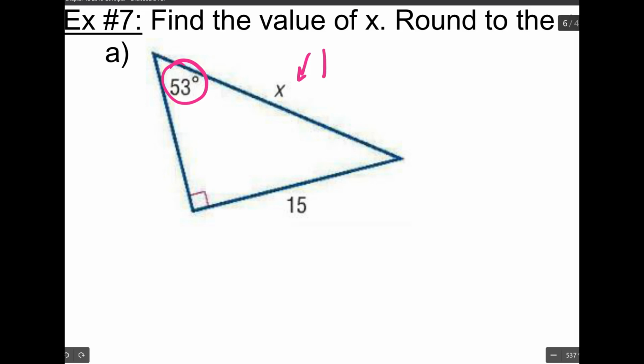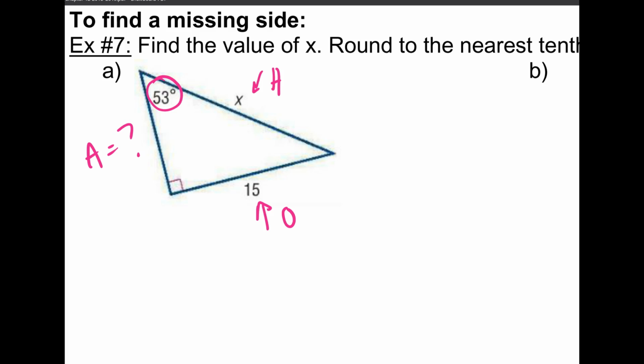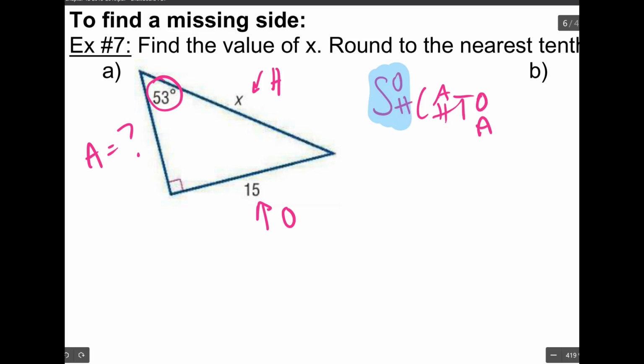So x is going to be my hypotenuse. 15 is my opposite side. And I don't have an adjacent. I don't know the length of it, but I want to solve for the hypotenuse. So which trig function uses hypotenuse and opposite? Let's think, SOHCAHTOA. Sine depends on opposite and hypotenuse.